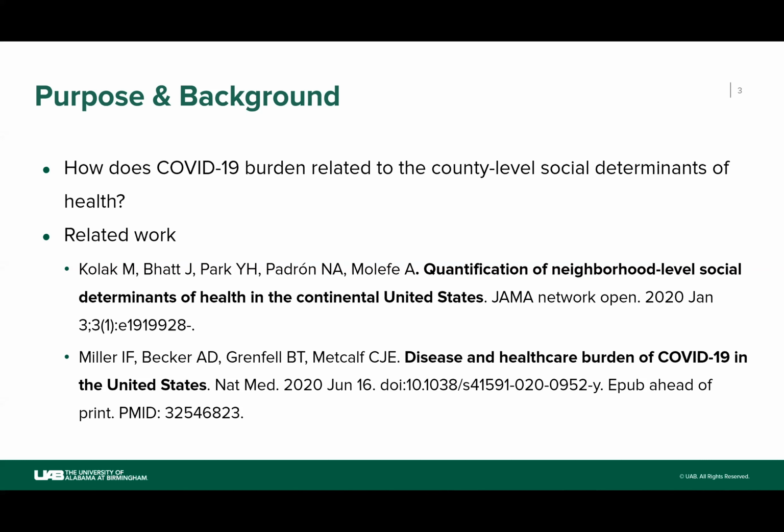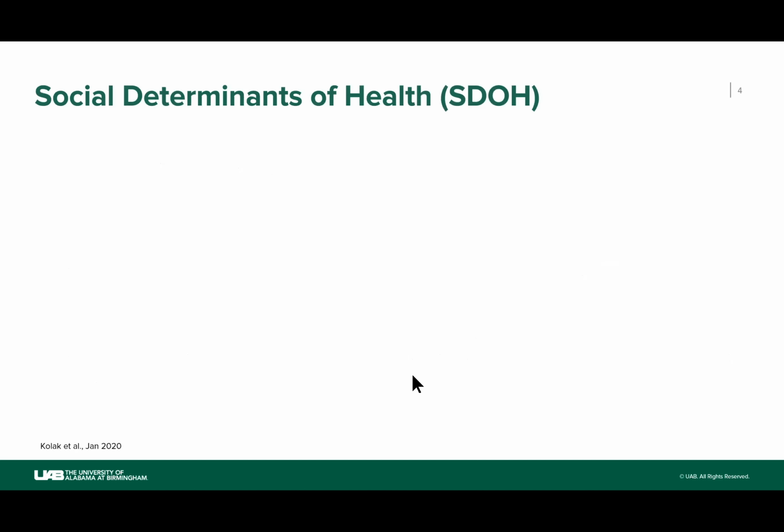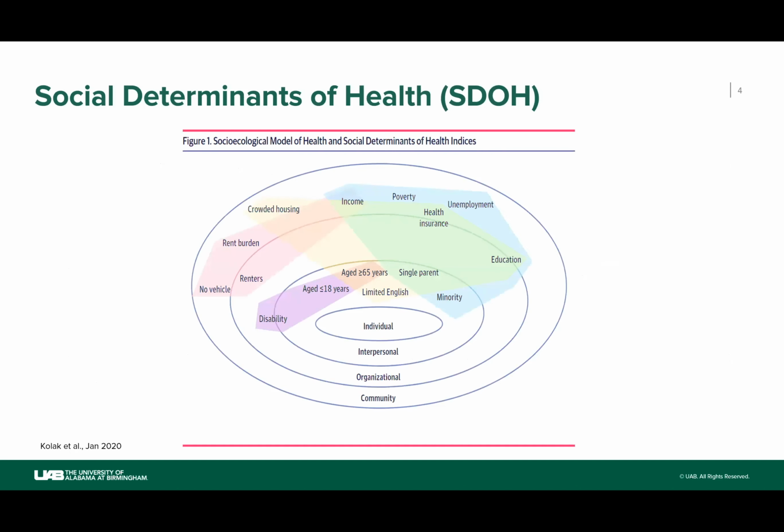So this is based on previously existing work and definitely very recent work. The first one is by Kolak et al., who quantified the neighborhood level social determinants of health within the continental US. And also the very recently published article, Disease and Healthcare Burden of COVID-19 in United States.